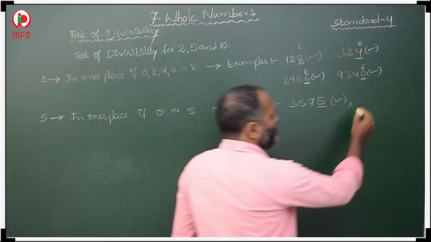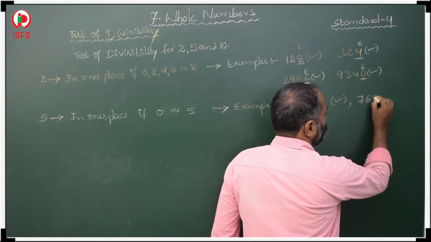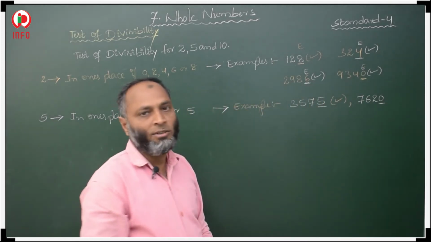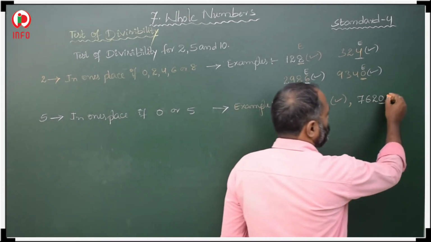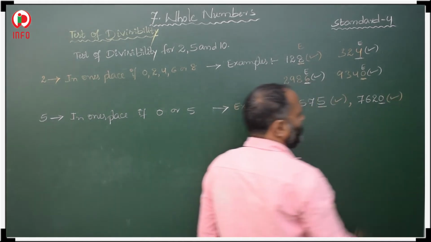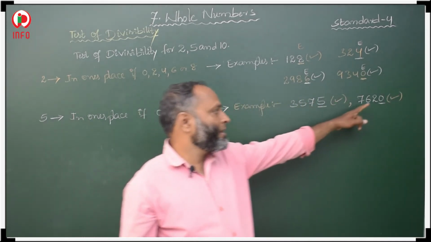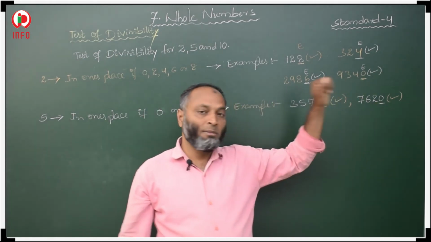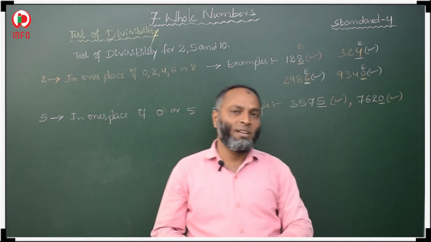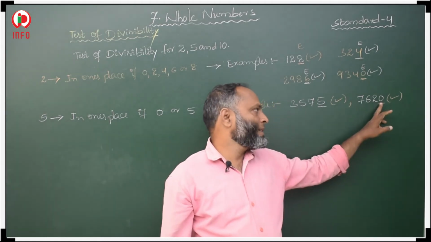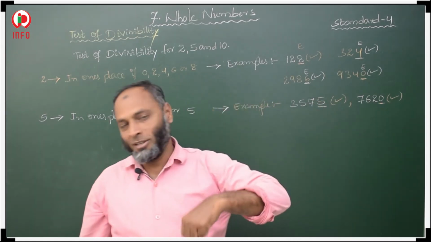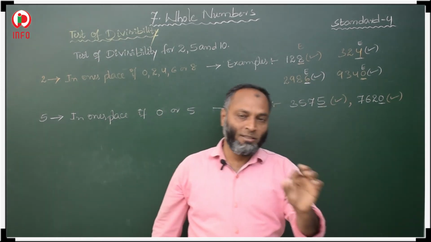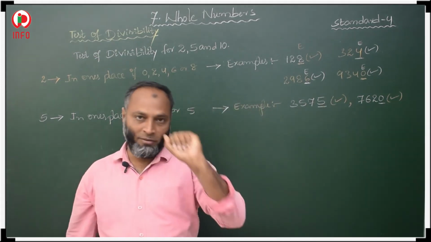Now 7620. So what is there in ones place? 0. Then this is divisible by 5. This number as well as the previous number is divisible by 5 as well as 2. Why? Because this is 0, and 0 is divisible by 2 as well as 5. If 5 is in ones place, that is only divisible by 5.